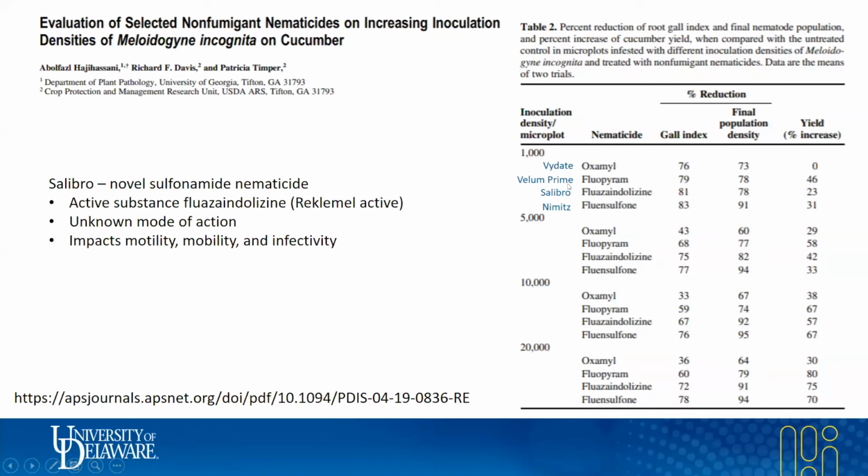And this is one that is not yet labeled. There's some things moving through IR-4 right now, and hopefully this will be another option in the toolbox in years to come. But this is a new nematicide, and it still has an unknown mode of action, but again is targeting that mobility and infectivity of these nematodes. And so you can take a look through here. In general, the Velum Prime and the Nimitz, along with this new Celero, had the most consistent reduction in galling and final populations. And also we're seeing some returns on yield increase as well.